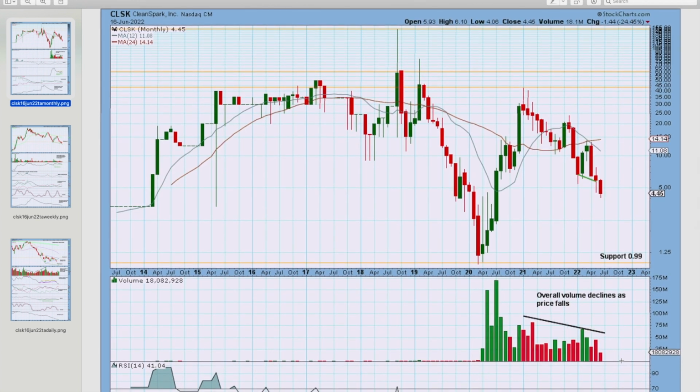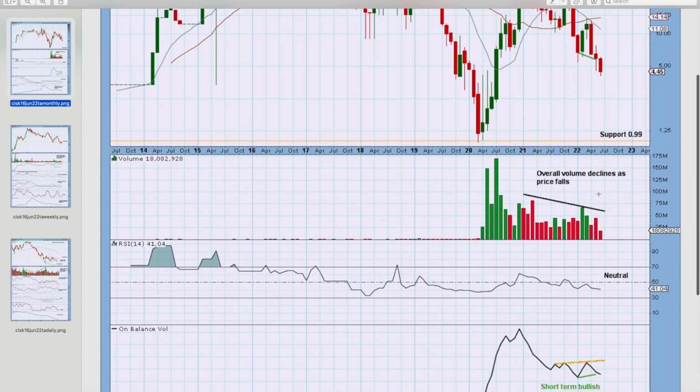So the bigger picture looks overall bearish. It looks like there's a series of lower lows, there's a series of lower highs on the monthly chart. Cleanspark's been in a downward trend. It's gone from a high of just under 45 and now it's a lot lower, $4.45 the last close. So this is pretty bearish.